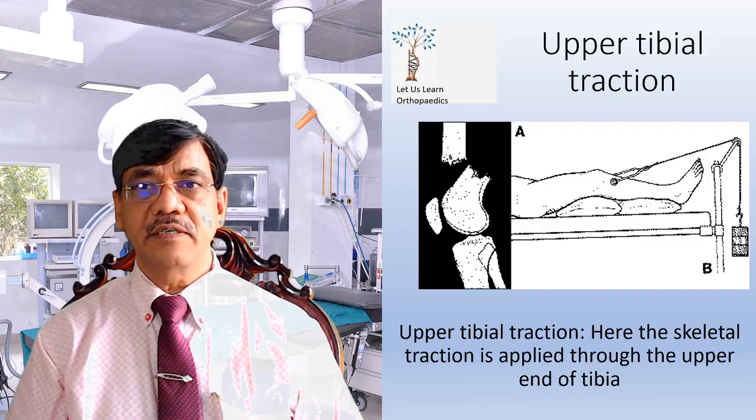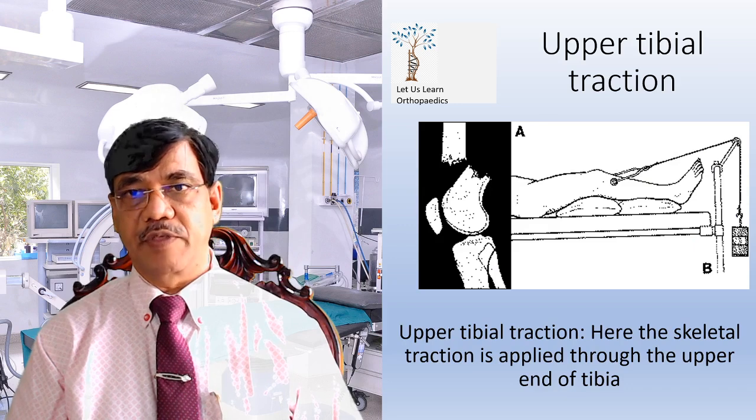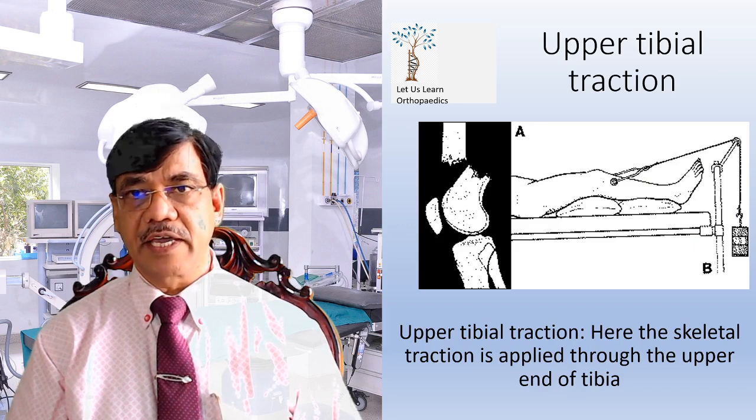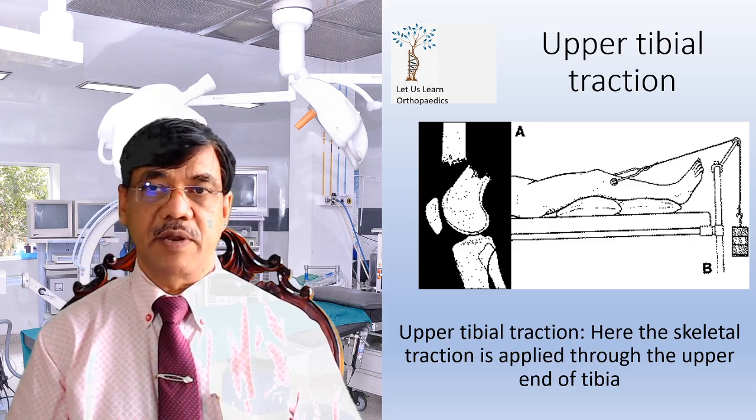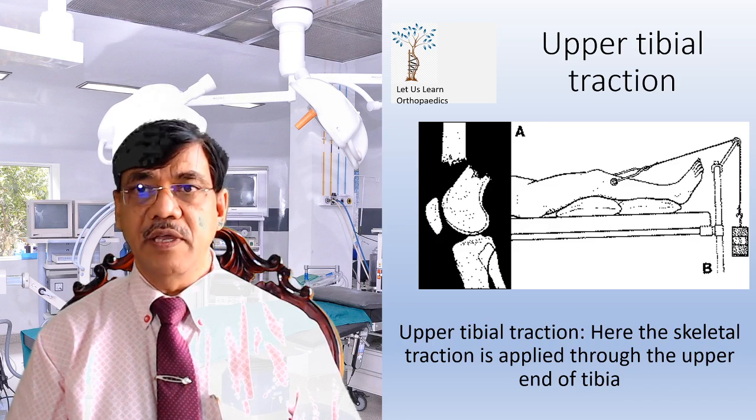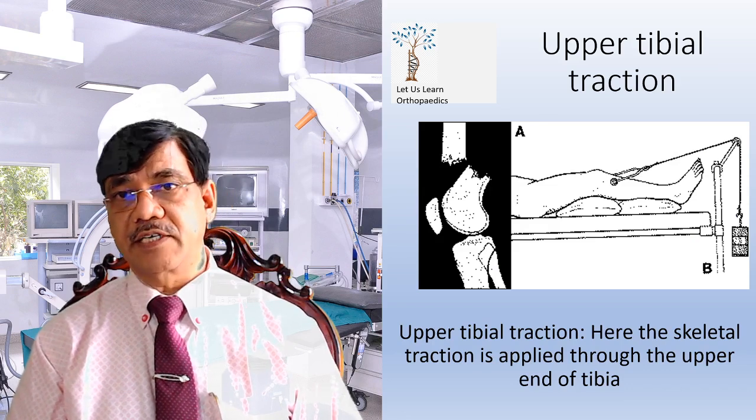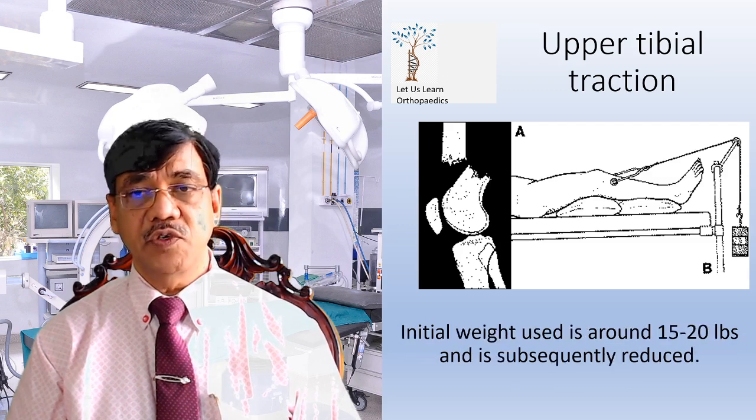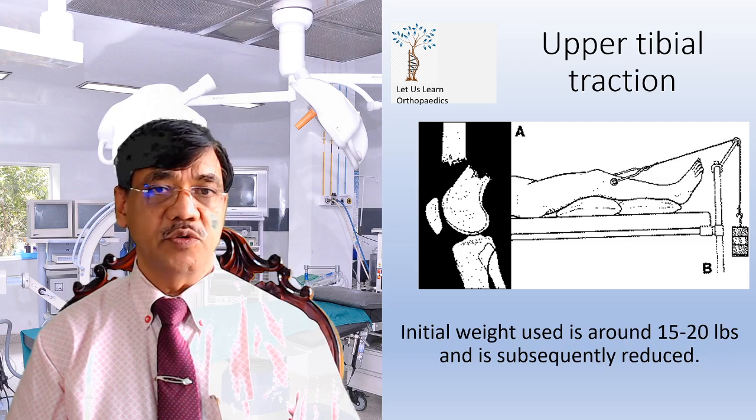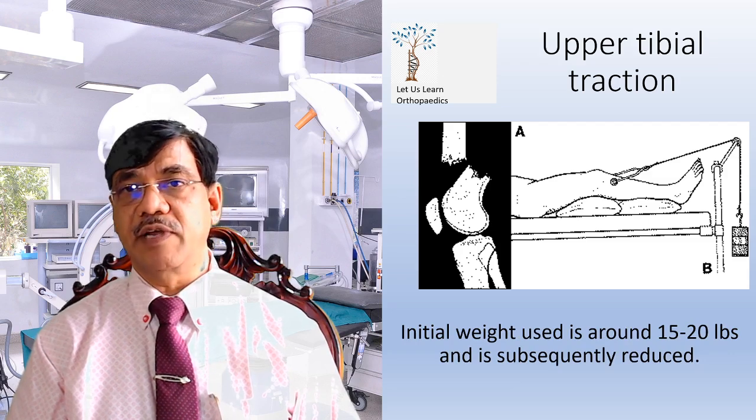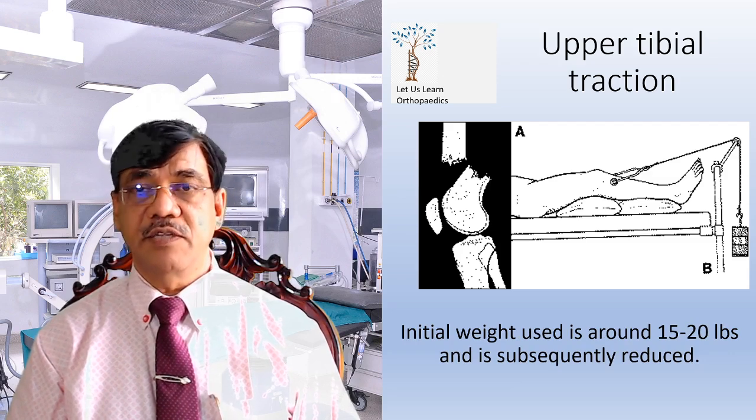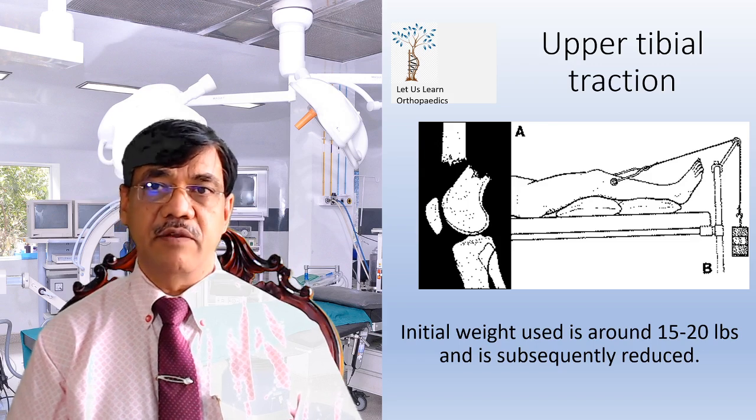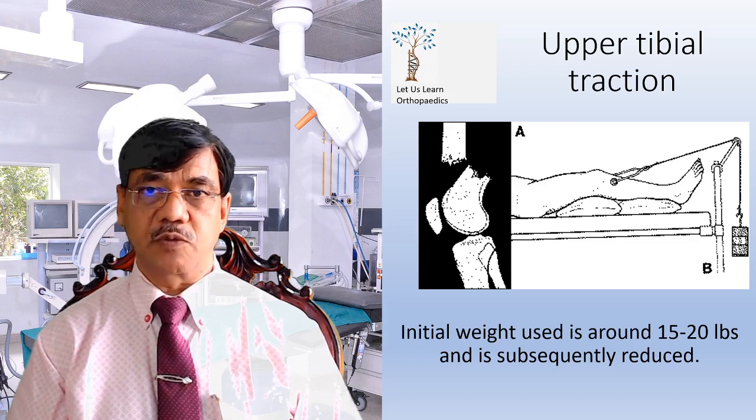The first method, the upper tibial traction. As you can see in this particular diagram, the traction is applied using the tibial pin, and here the skeletal traction is through the upper end of the tibia. The initial weight used is around 15 to 20 pounds and is subsequently reduced. Now you can see the fracture is supported well with the help of pillows.